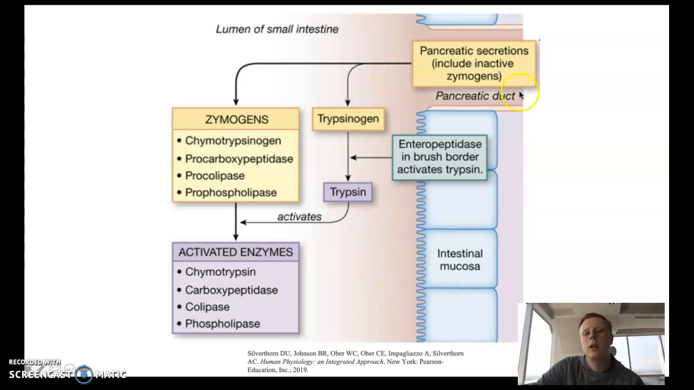Trypsinogen is also secreted from the pancreas, and then through the use of enteropeptidase, it becomes trypsin, which allows it to activate the zymogens into their activated enzymes: chymotrypsin, carboxypeptidase, lipase, and phospholipase. These enzymes, after being activated, are able to enter the intestine in the same fluid as bicarbonate and help with digestion.